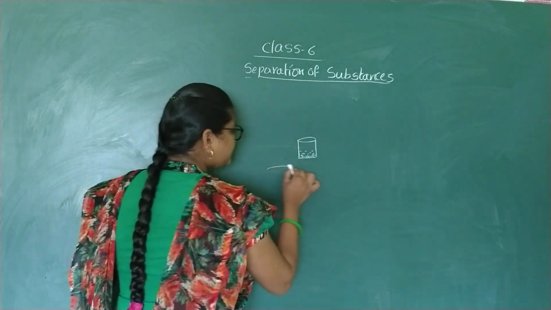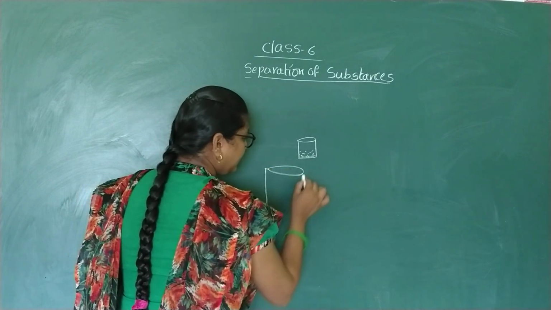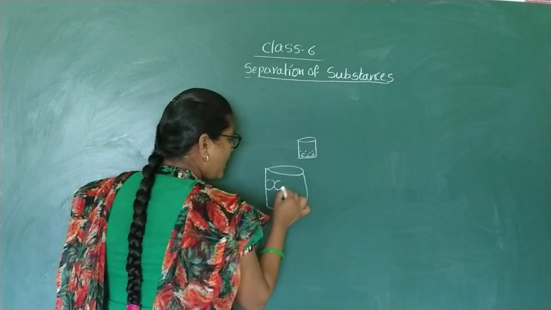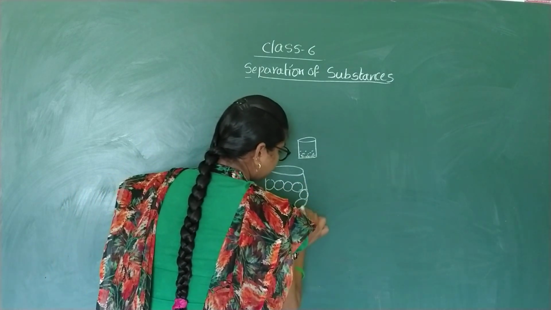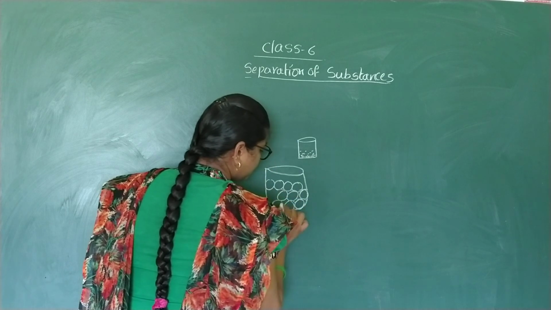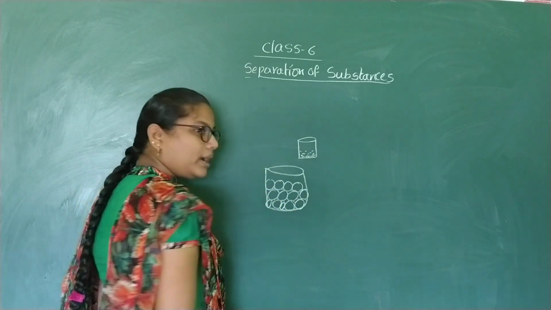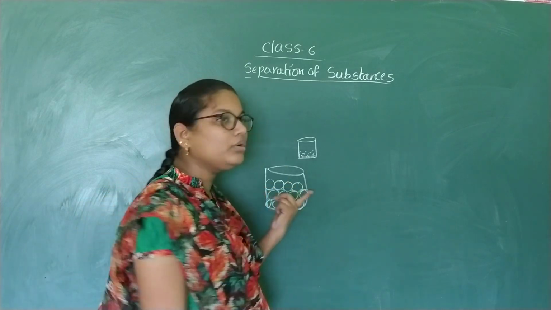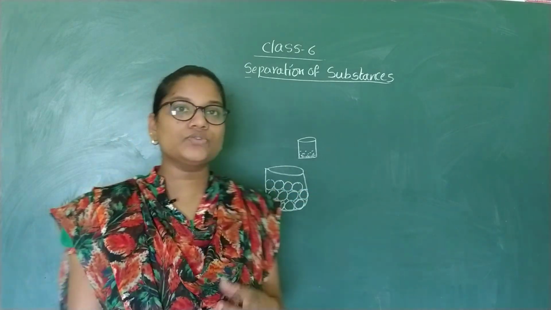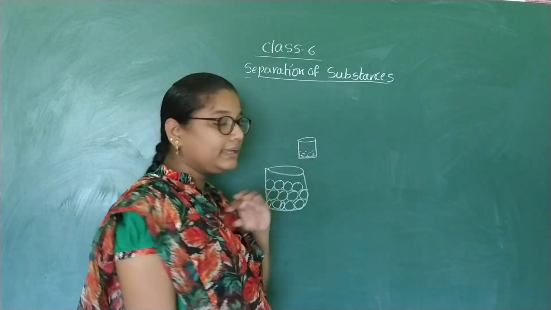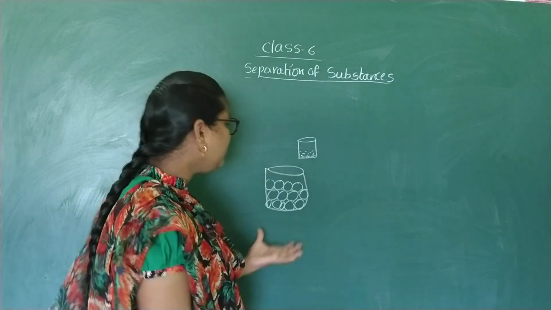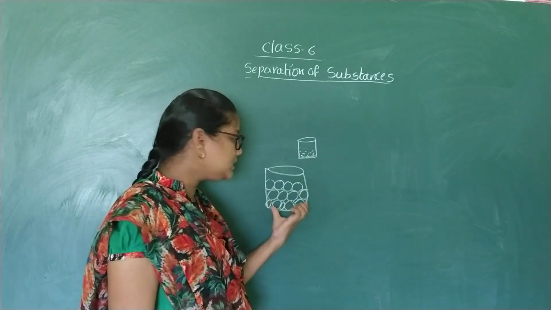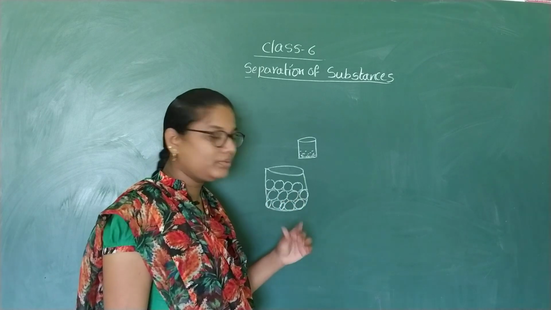For example, I will take one basket. In this basket we have mangoes and guavas. These all are mango and guava. In this basket we have two different types. One is mango fruit and another one is guava. When I give one task to you, please separate mangoes and guavas. What is that? Please separate mangoes and guavas from this basket.